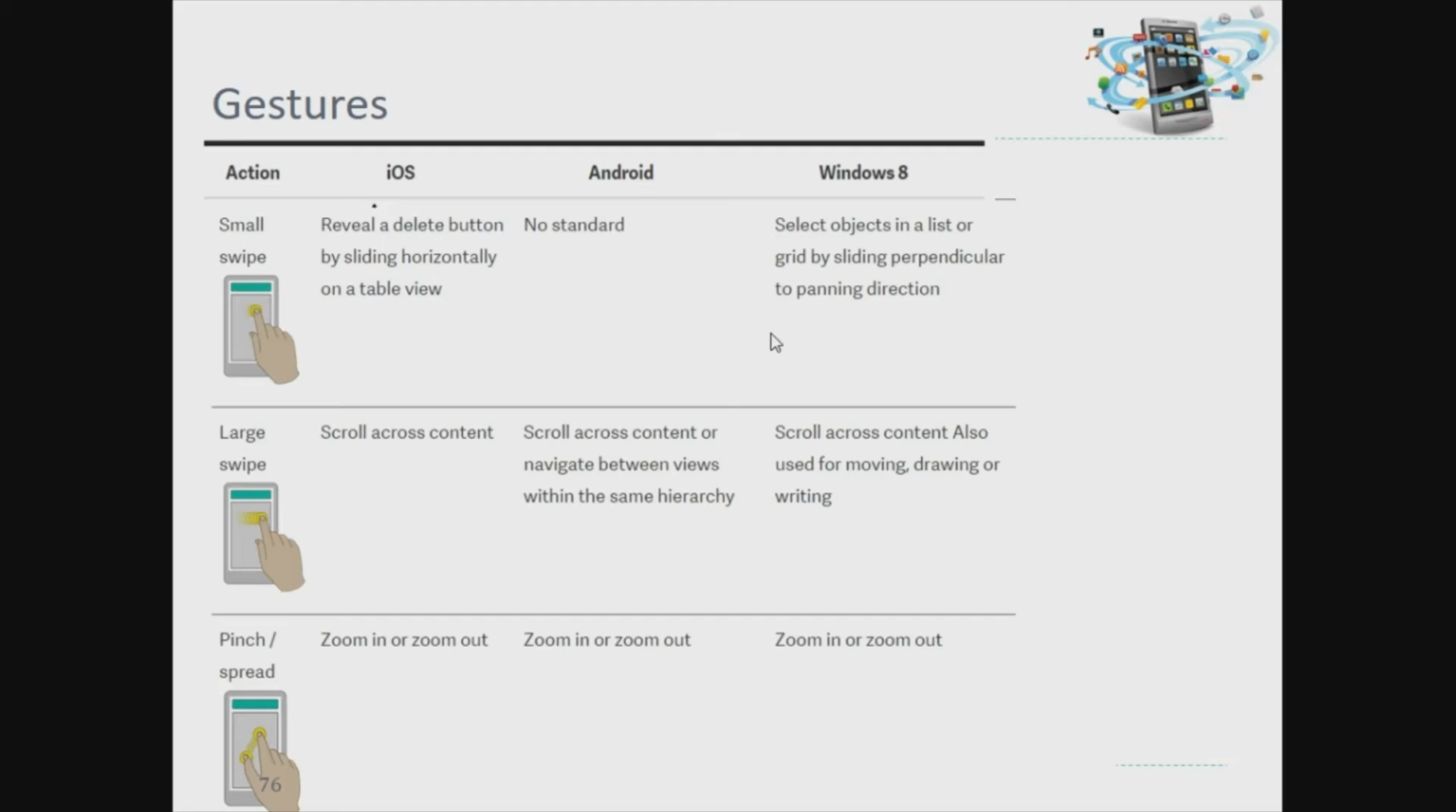Okay, next we have small swipe. For the iPhone, reveal or delete button. For Android, there's no standard for the small swipe. For Windows 8, select an object in a list or grid. Okay, this part may change day after day, or maybe currently we use this kind of thing, so in the next several years they may change to another. Like swipe and pinch. So different operating systems have different gestures.